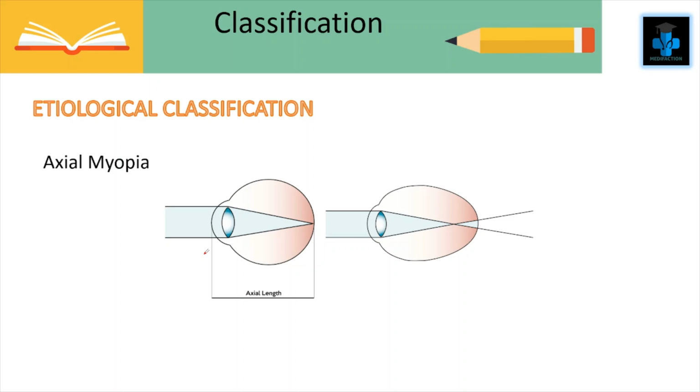Now let's learn the classification according to etiology. First we have axial myopia. This right here is the condition called axial myopia, and it results from an increase in the posterior length of the eyeball. This is the normal condition, and here you can see it is elongated, and due to that the image is formed in front of the retina. This axial myopia is the most common form.